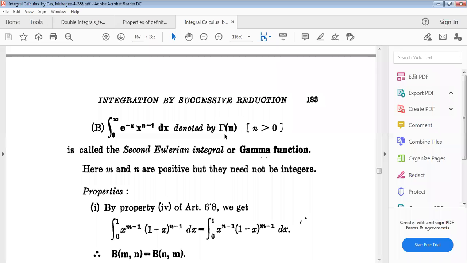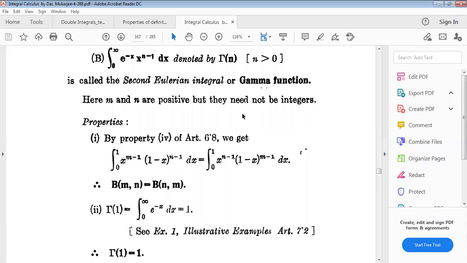Gamma n is equal to this, e to the power minus x, x to the power n minus 1. If the integration is in this form, then we can write gamma n. This n can be p, q, etc., any constant, but which is positive, that means greater than 0. Then integral from 0 to infinity of e to the power minus x, x to the power n minus 1 dx. This is called second Eulerian integral, and this is called gamma function.